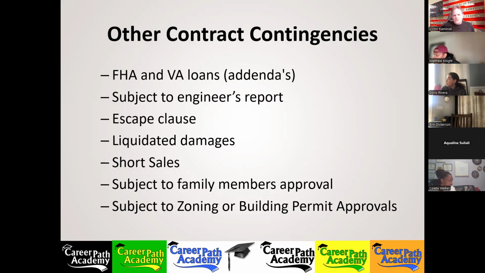Here's another contingency: subject to family members' approval, because they may be helping out with the money for the purchase, or the down payment or the closing, or just the money to buy the property, right? Now, by far, I see this more in the Indian community. You see extended family members helping out even with the money to purchase a house. By far.